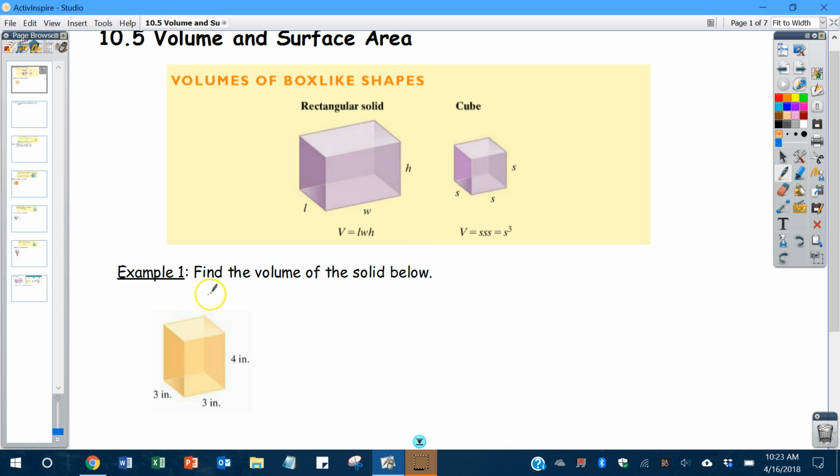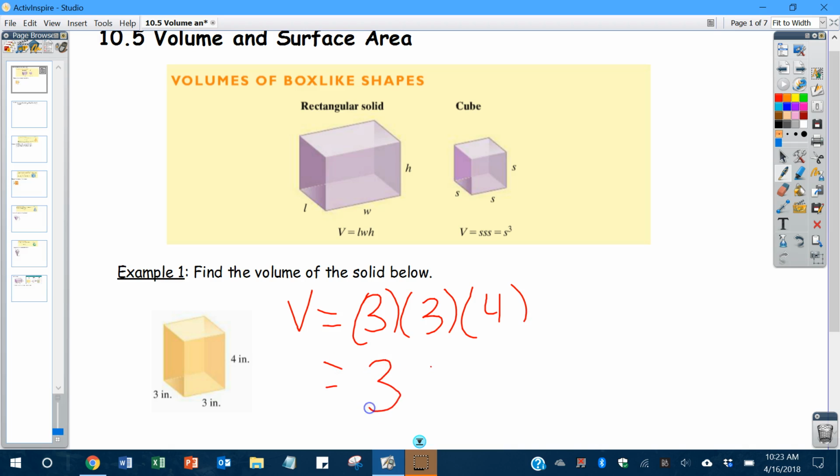So if we wanted to find the volume of this rectangular prism here, we would do length times width times height, 3 times 3 times 4, and we would get 36. Then we cube our units when we deal with volume. Like when we squared the units with area because we're in 2 dimensions, we're going to cube our units with volume. So we're talking about cubic inches. This prism takes up 36 cubic inches.